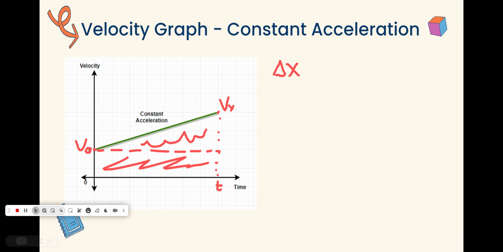So let's do the first one, the easy one, this little rectangle. The rectangle is length times width, right? So it's v sub 0 times t.